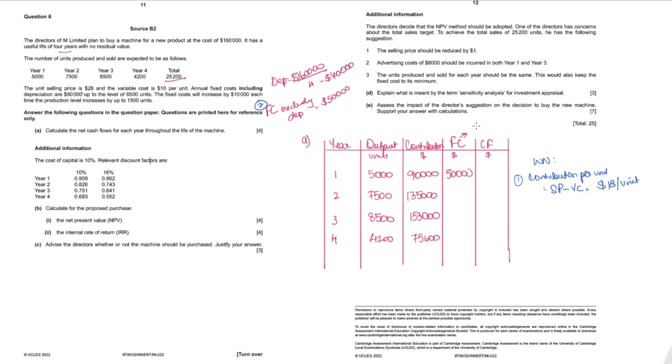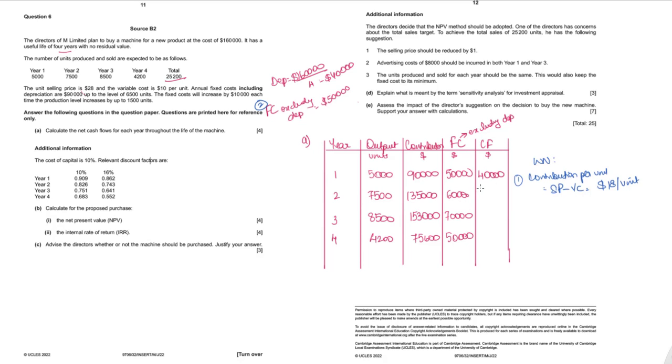So here you can write in brackets excluding depreciation. So up to 6,500 it is 50,000. Then as per the question, it will increase in a stepped manner. So for 7,500 it will be 60,000. For 8,500 it will increase by another 10,000, so it becomes 70,000, and at 4,200 it again reduces to 50,000. Cash flow will be 90,000 minus 50,000, 40,000.